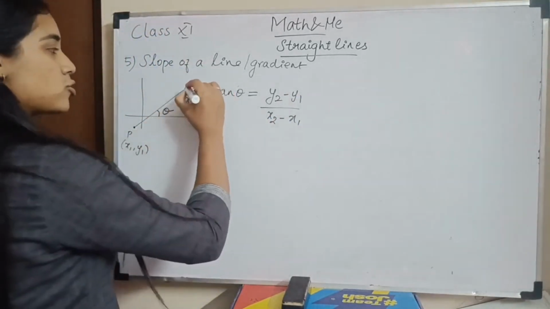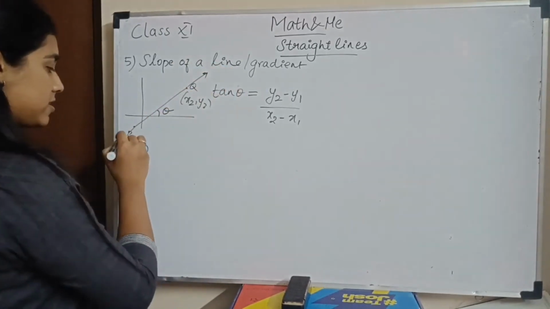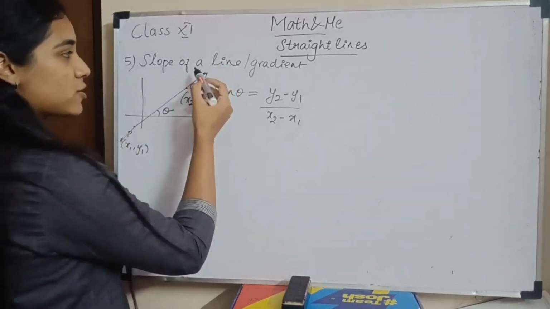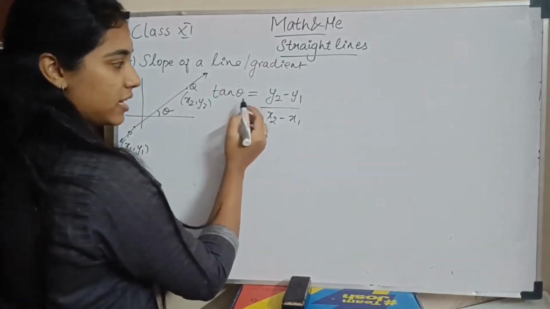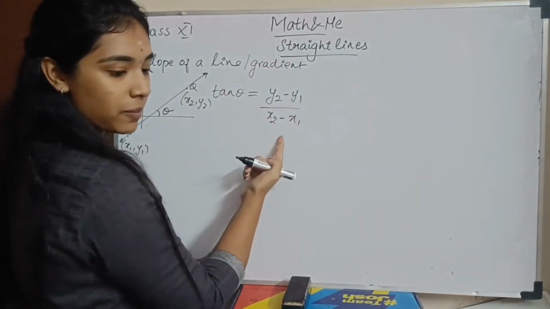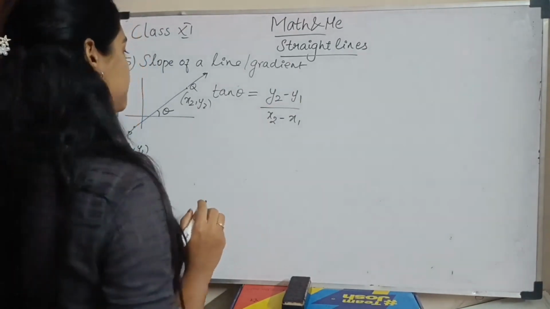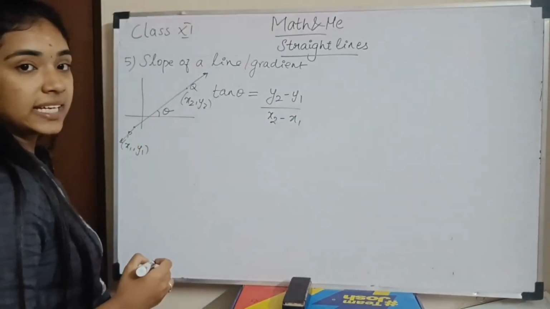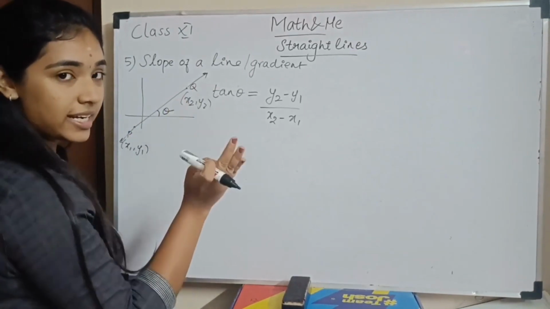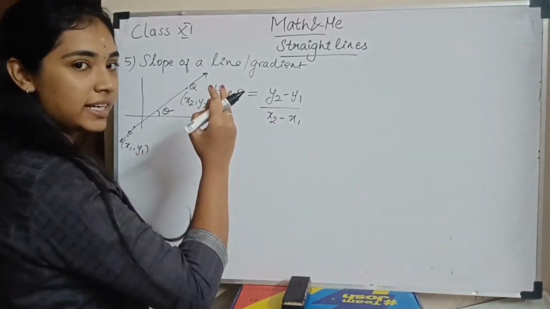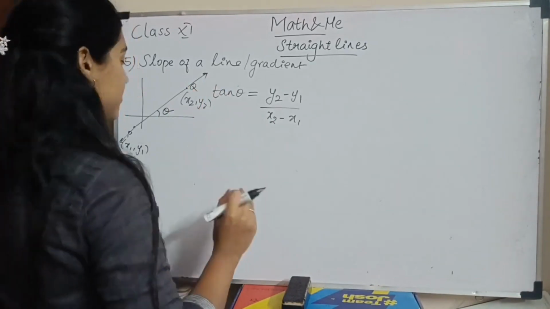A line segment can also be extended further, right? It is also a line. So basically the slope of a line or a line segment, which is also called the gradient, is tan theta, which is y2 minus y1 divided by x2 minus x1. So this is when theta is acute. Do you see what is an acute angle? When the angle is less than 90 degrees, when the angle is between 0 and 90 degrees, it is an acute angle.